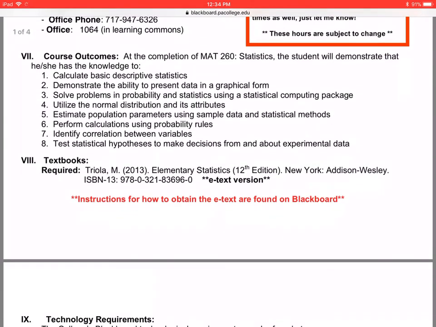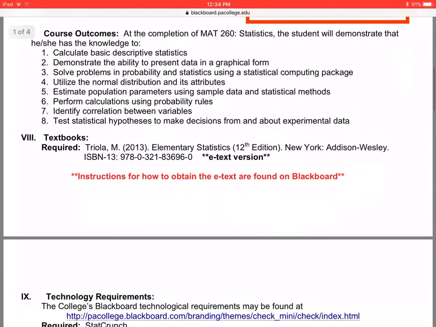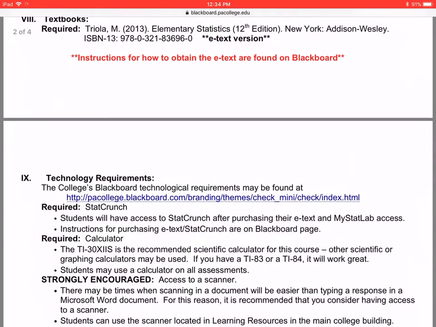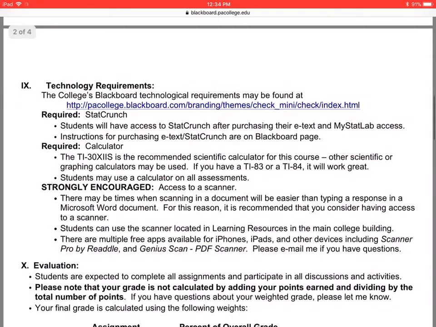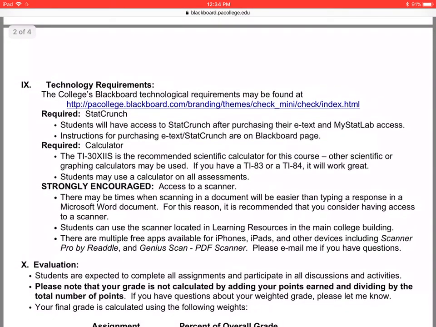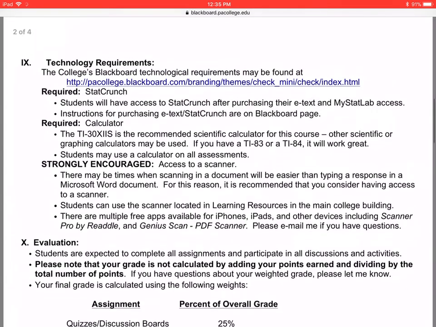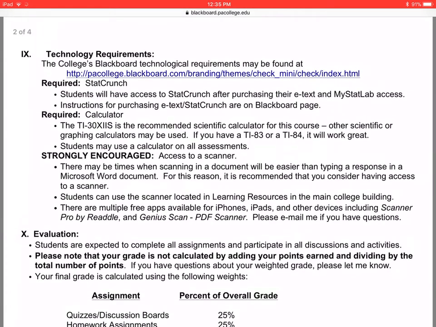The textbook required for this course is Elementary Statistics 12th edition. You will be obtaining the e-text version through MyMathLab. You can find the instructions on Blackboard. For our technology requirements, our first requirement is StatCrunch. Instructions for purchasing the e-text and StatCrunch are on the Blackboard page. You will also need a calculator for this course. The TI-30 is recommended, but any scientific calculator will work.